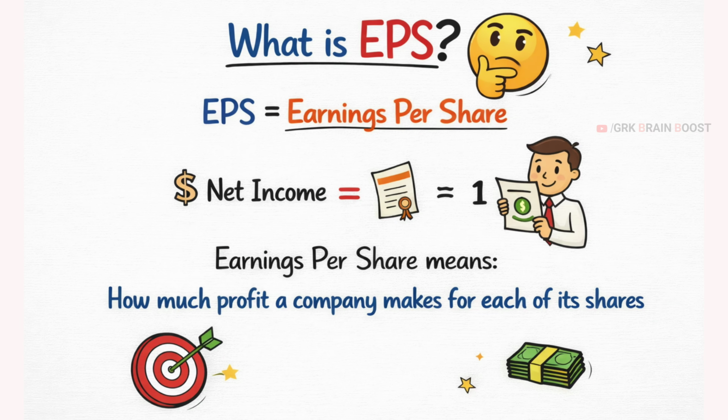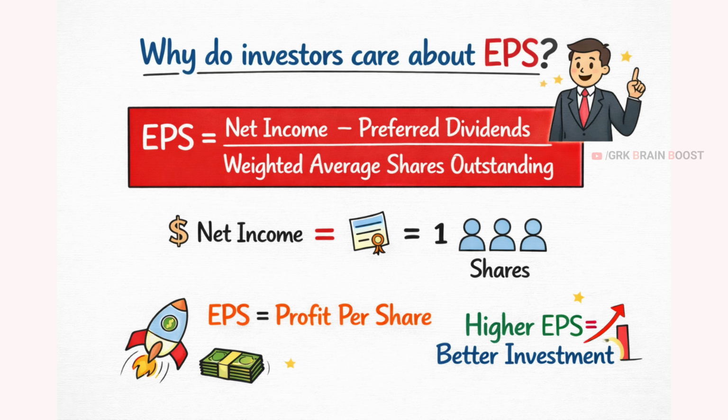EPS stands for earnings per share and it is one of the most important profitability measures in financial statement analysis. EPS tells us how much profit belongs to each common share. Instead of just looking at total company profit, EPS allows investors to understand profit on a per share basis.